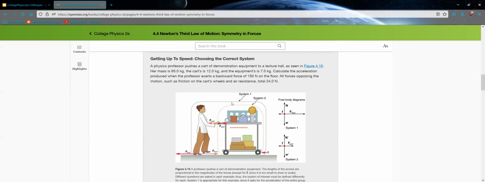So to calculate the acceleration produced when the professor exerts the force, we can not care just about everything. We can care about what the professor's doing to the cart and then how much the cart is actually moving, because the cart doesn't see the force of the feet, right? The cart just feels the force of her push.